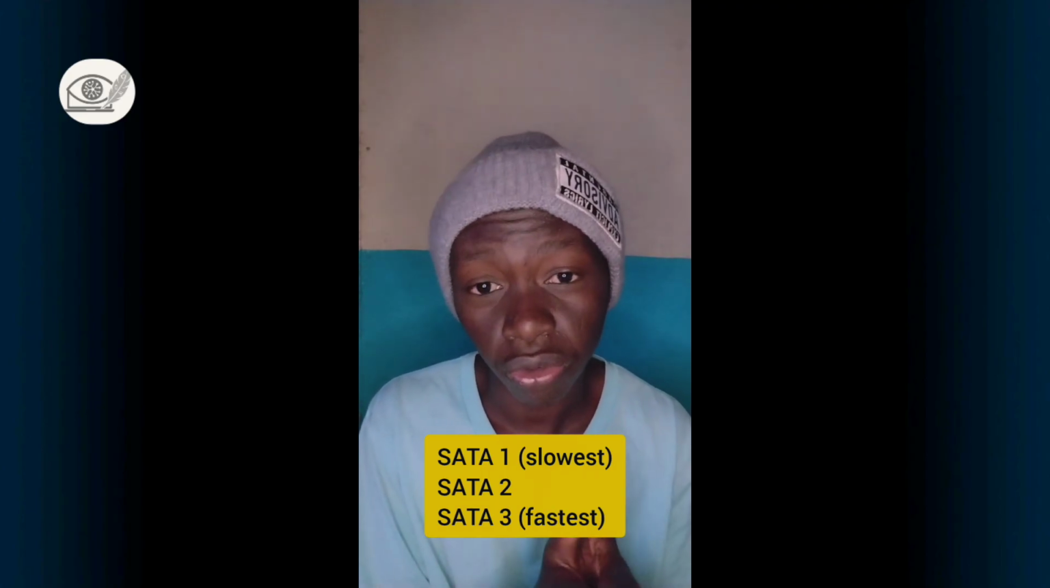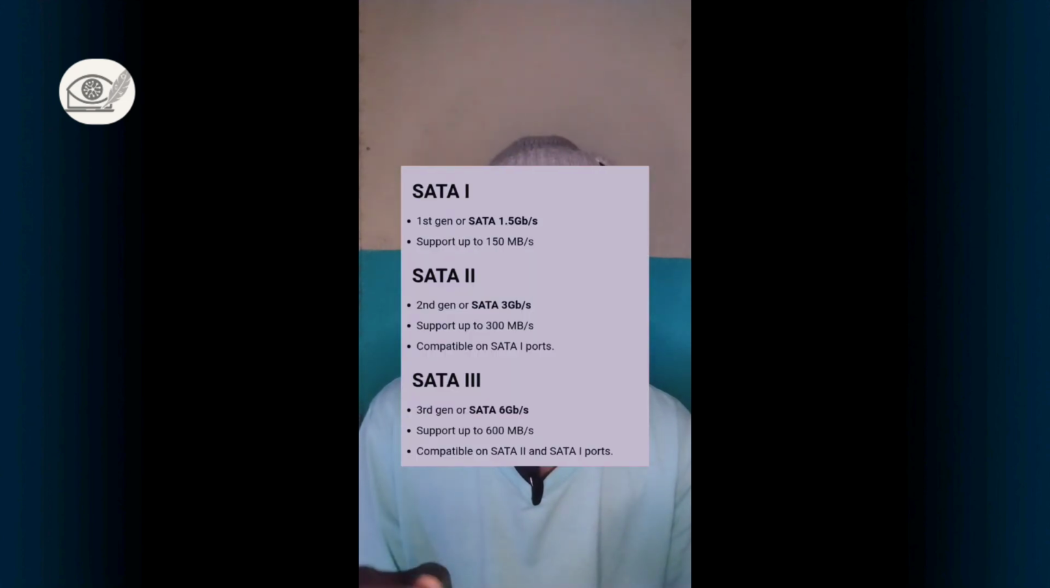There are two types of SSD storage: there is SATA and there is NVMe. I'm pretty sure you've heard of that term somewhere. Now SATA, there is version 1, version 2, version 3. That is SATA 1, SATA 2, SATA 3. So sisi we want to go for the 3, because if you choose SATA 1, chances are it will be at almost the same speed as the HDD.